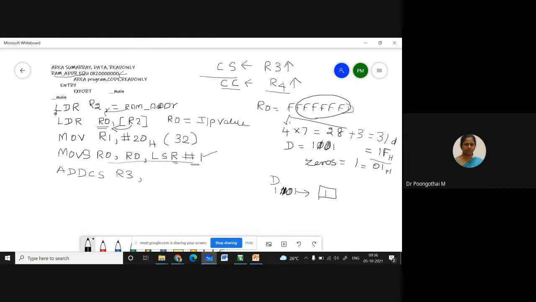I am going to use the R3 register for storing the number of ones. So R3 comma #1. If this condition is true, this will be executed. If this condition is false, you have to incorporate the carry clear conditional attribute along with your add instruction. So ADDCC R4, #1.